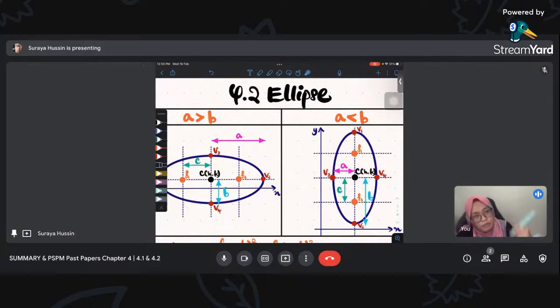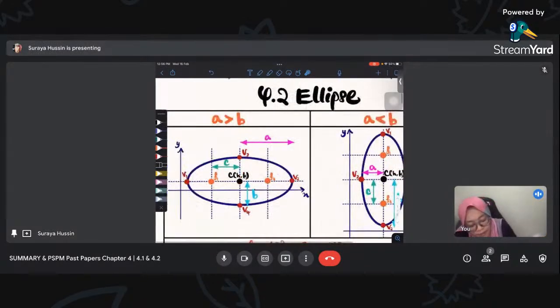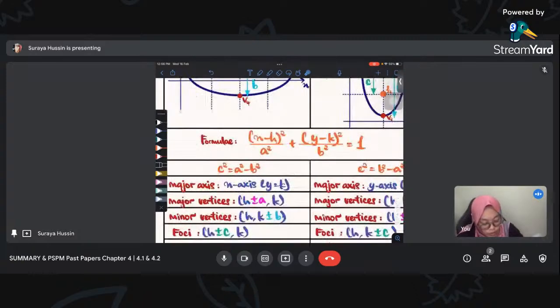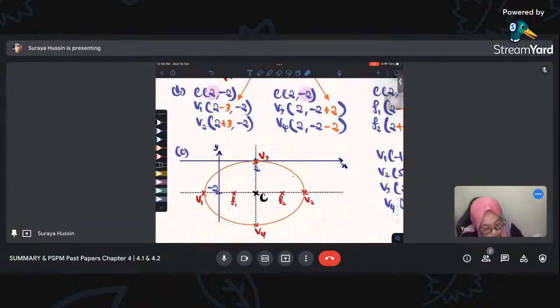So tadi kan kita buat soalan. Soalan kita punya A lagi besar daripada B. Jadi you confirm dah tahu bentuk dia macam ni. You dah confirm tahu, you boleh terus lukis. Miss, macam mana nak lukis, Miss? Macam mana nak lukis? This is a very, very good question. Maybe saya patut ajar dan saya patut delete lah balik semua ni.